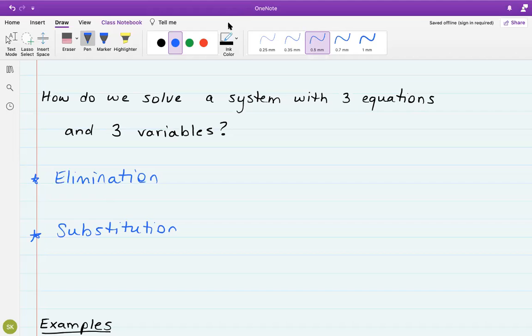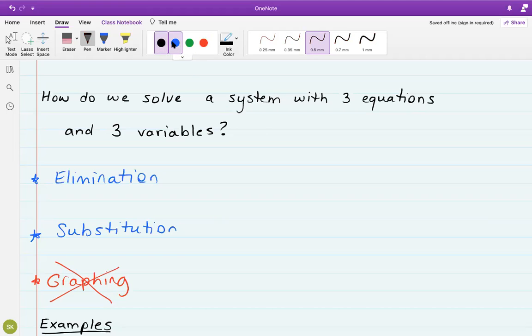Now, the other method was to use graphing, but the problem is what we're going to be graphing is three-dimensional. And since we only really know how to graph in the XY plane using two dimensions, we're not going to be able to graph these systems. So we're not going to use this to solve these systems. So we're going to use elimination and substitution.